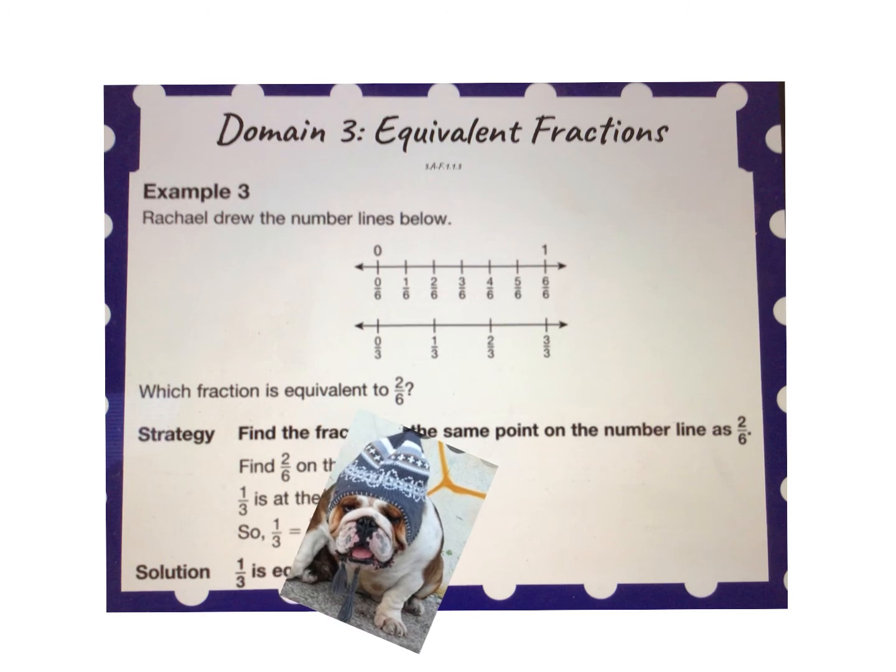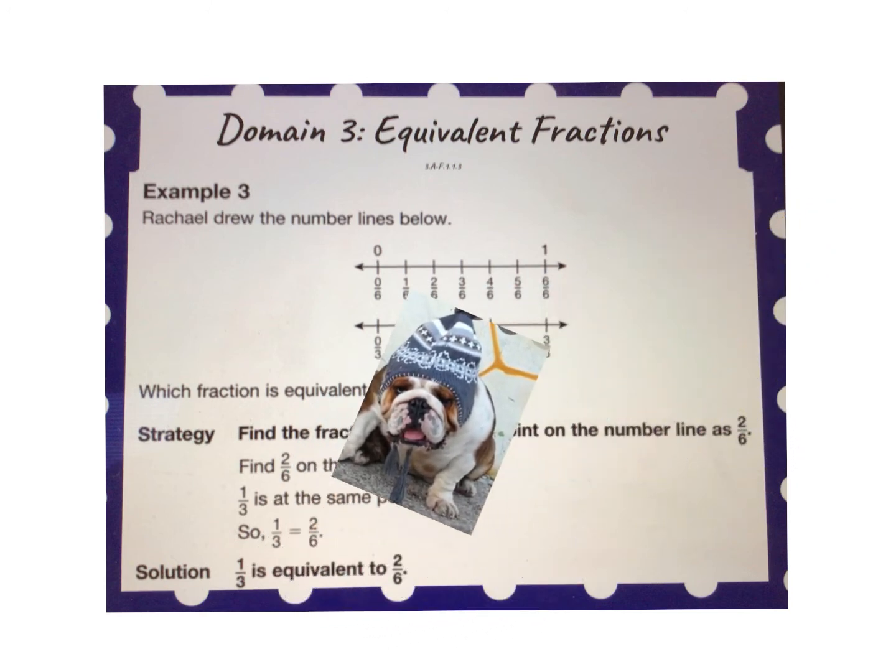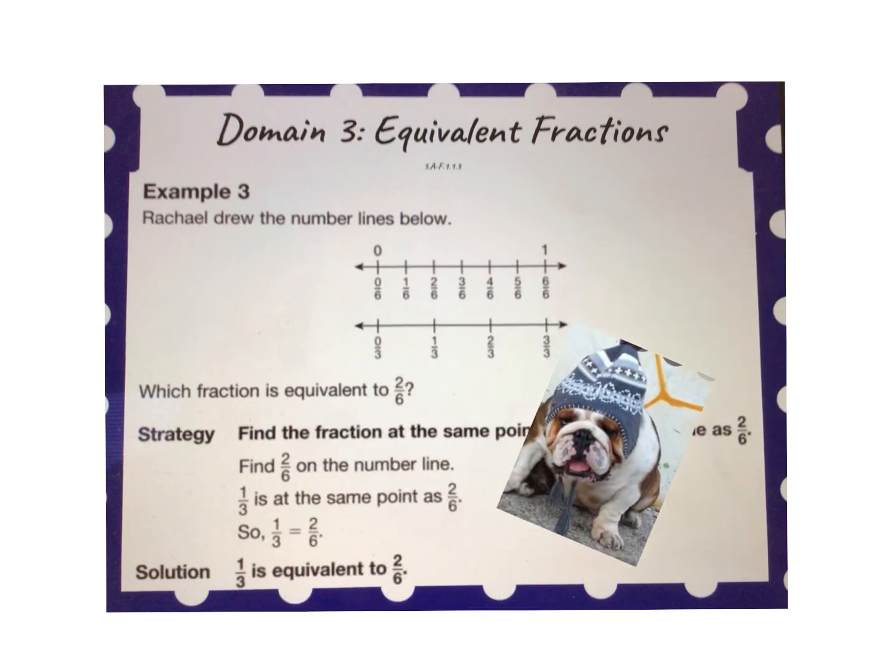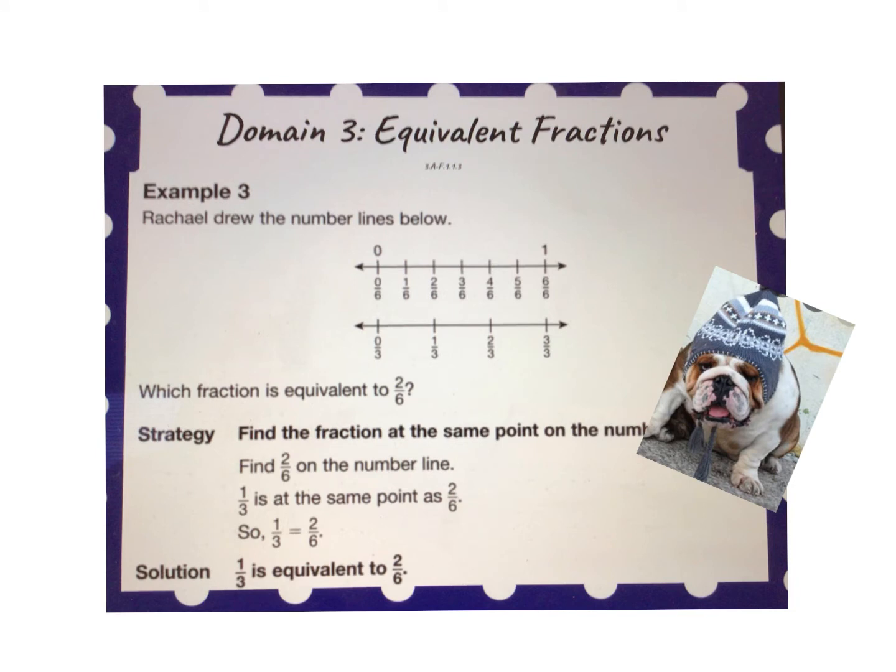So which fraction is equivalent to 2 sixths? So we're going to find 2 sixths on the first number line. I'm going to go ahead and draw that. Here we go. 1, 2 sixths. So if we would go directly down, we would see that 1/3 is also that same distance from 0 to 2 sixths as it is from 0 to 1/3. So 1/3 is equivalent to 2 sixths because it is at the same spot.